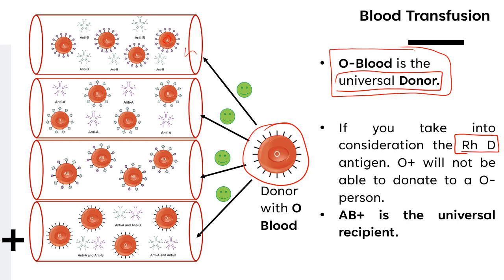But for your lab, you just need to know that the universal donor is O and the universal recipient is AB. If you have any questions about this Rh, you can send me an email or ask me in class. I'll be glad to show you. But keep in mind that the real universal recipient is AB positive. The real universal donor is the O negative.